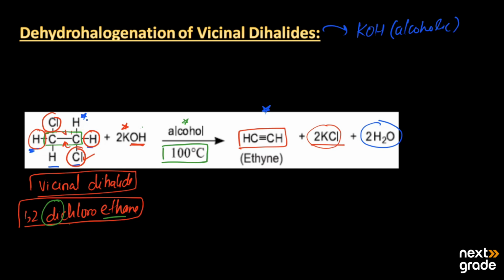By changing the chain length of the vicinal dihalides, we can easily prepare the required alkyne. So it is up to you what type of chain or what main product we require for the production.